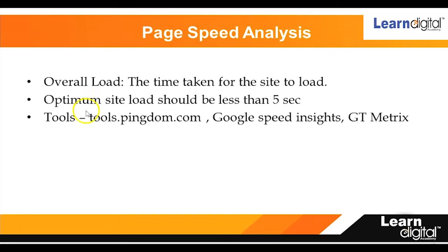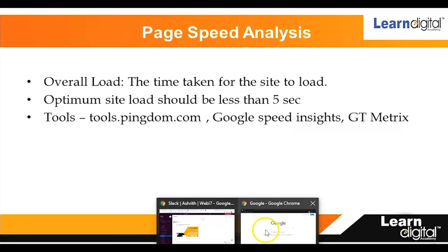Here we can see some other tools. Through these tools you can check your website speed in both versions, laptop or desktop and mobile. These tools are tools.pingdom.com, Google PageSpeed Insights, and GTmetrix. Here we will see a real example of how to check with Google PageSpeed Insights. This is the best tool here. Simply, it's a Google platform and you can check your website speed for both versions, right?